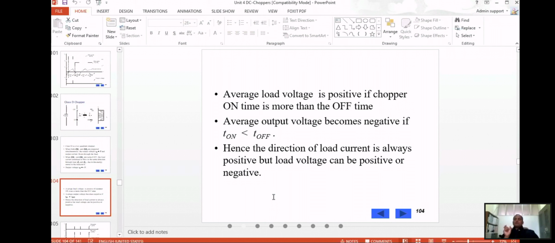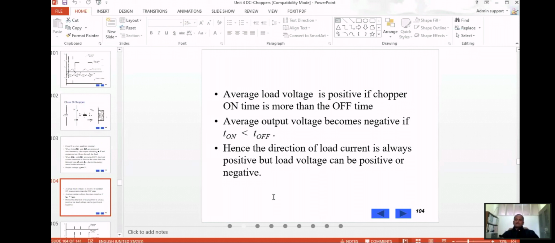It means that the on time is more than the off time if the total time period is T. If the on time is 2/3 of T, then the average load period will be more than the off time, which means the average load voltage will be positive. So the average output voltage becomes negative if the T on is less than the T off.